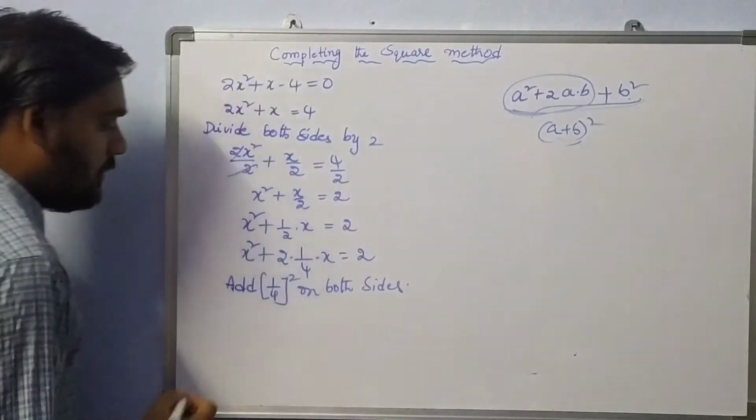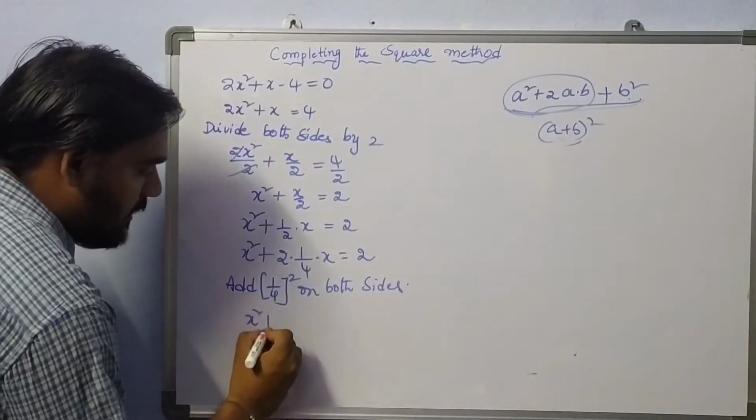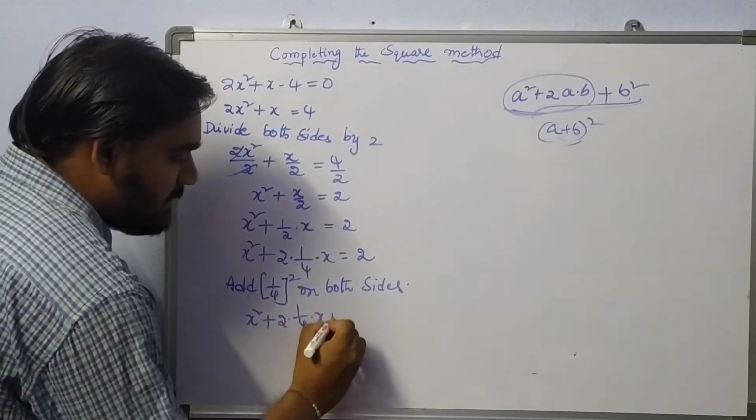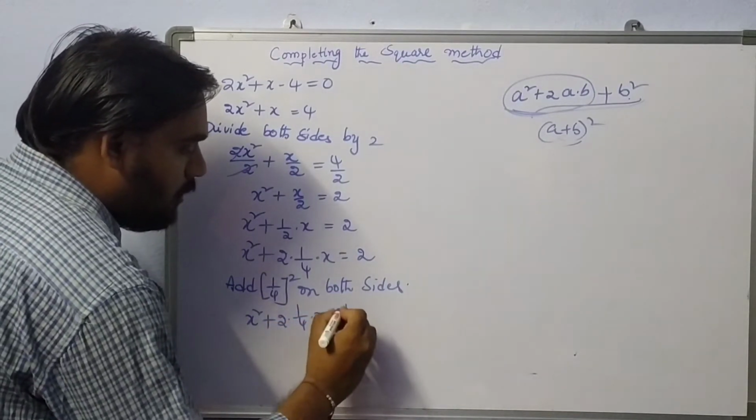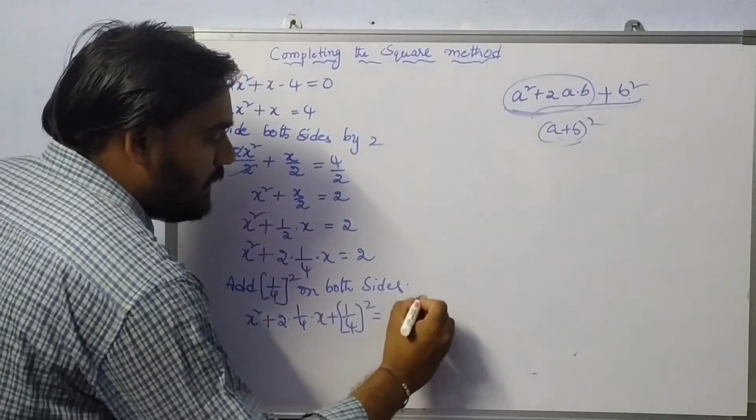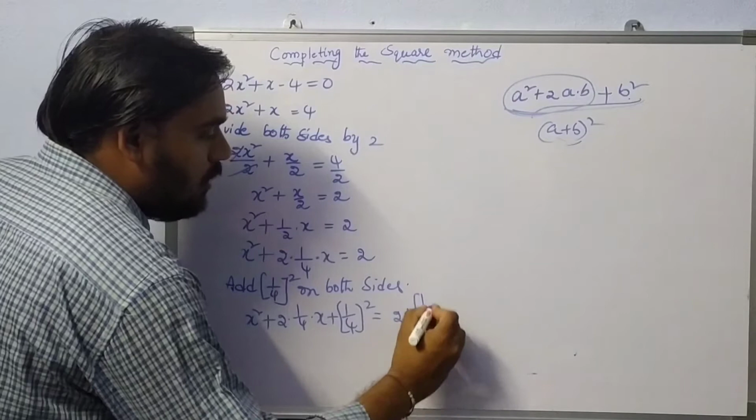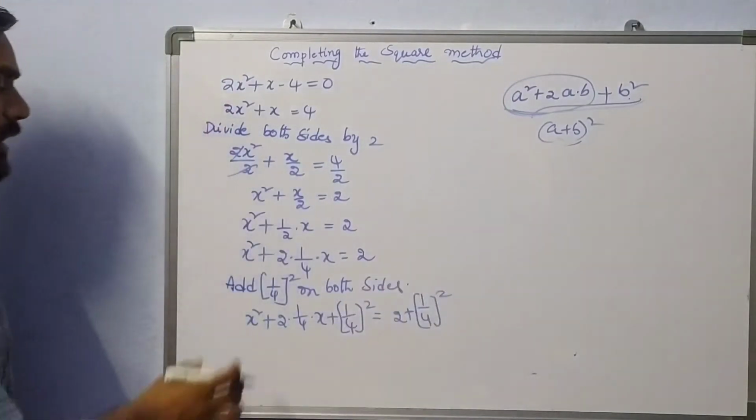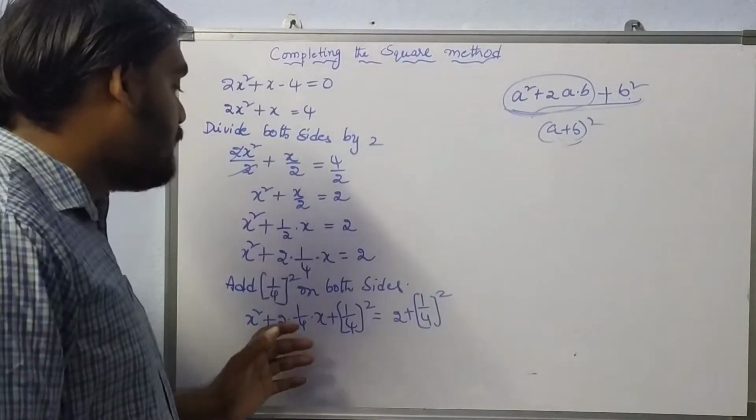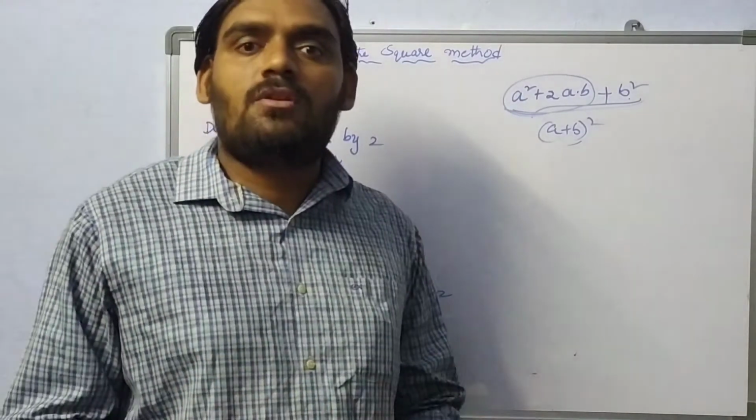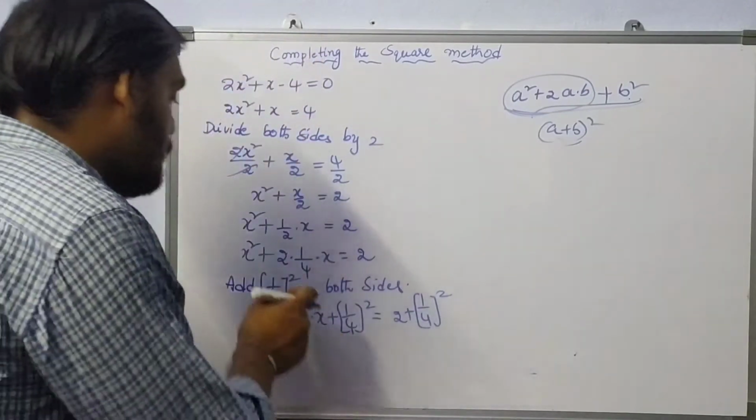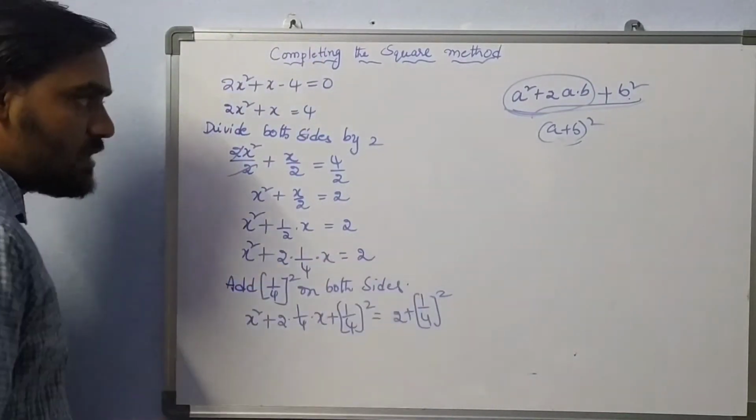At that time we will get x square plus 2 into 1 by 4 into x plus 1 by 4 whole square is equal to 2 plus 1 by 4 whole square. Here we need to add on both sides. Why do we need to add on both sides? When we add on both sides only, the equation will be balanced. Otherwise, the equation is not balanced. So that is why we need to add 1 by 4 whole square on both sides.